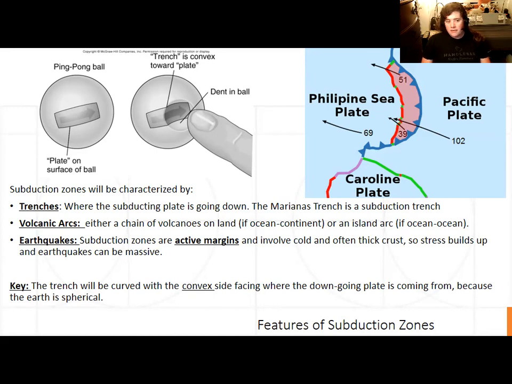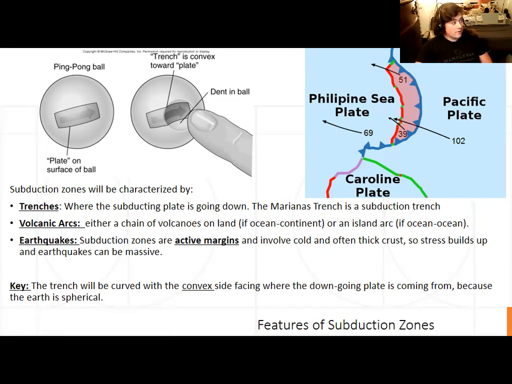And a good way to think about this is to think about what happens when you put a dent in a ping pong ball. Earth is spherical, so if you have a plate going down, it's going to create a curve whose bulgy side points towards where the plate was coming from, which feels kind of counterintuitive. But you'll notice that on maps like this, the arrows point in the direction that the downgoing plate is moving.